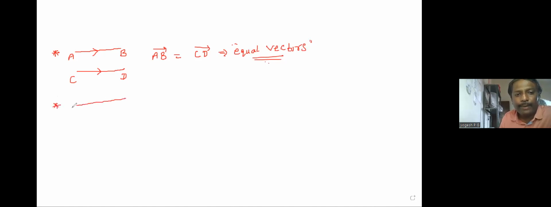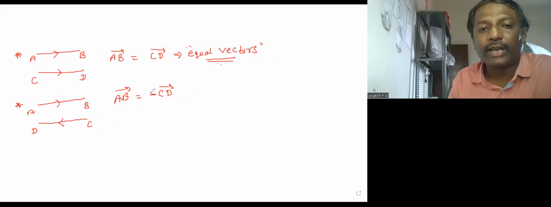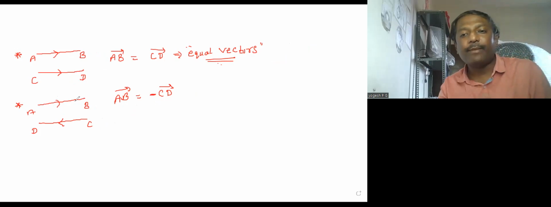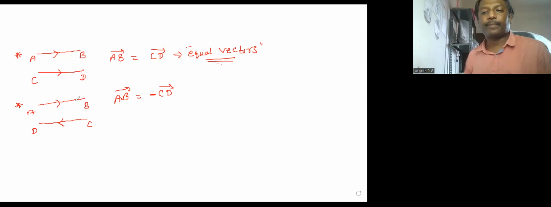Suppose I keep the AB vector as it is. I will change the CD vector direction. Clearly, we can say that the magnitude of the AB vector is equal to that of the CD vector. The magnitudes are equal, but what about the direction? The direction is opposite, isn't it? If the direction is opposite, then you can put a minus sign. Then we can say that AB is the negative vector of CD, or CD is the negative vector of AB.